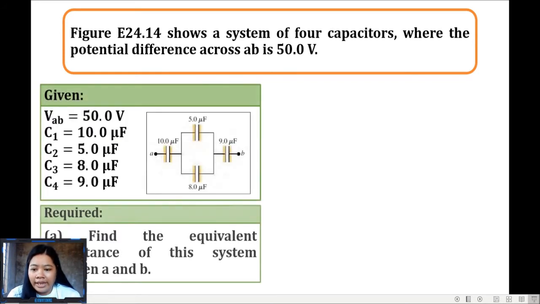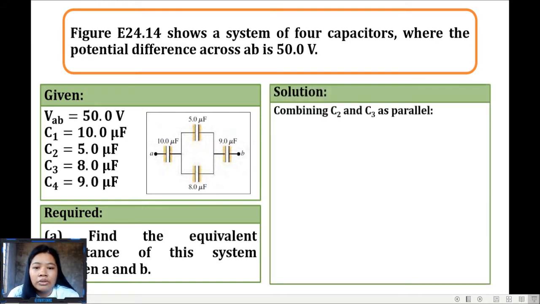So for letter A, we are being asked for the equivalent capacitance of this system. So it's important to look at our figure and identify which capacitors are connected in parallel, which capacitors are connected in series. So we first combine C sub 2 and C sub 3 as parallel, and we simply add to get the capacitance between them. So we have 5 plus 8, and we have 13 microfarads for C sub 2, 3.